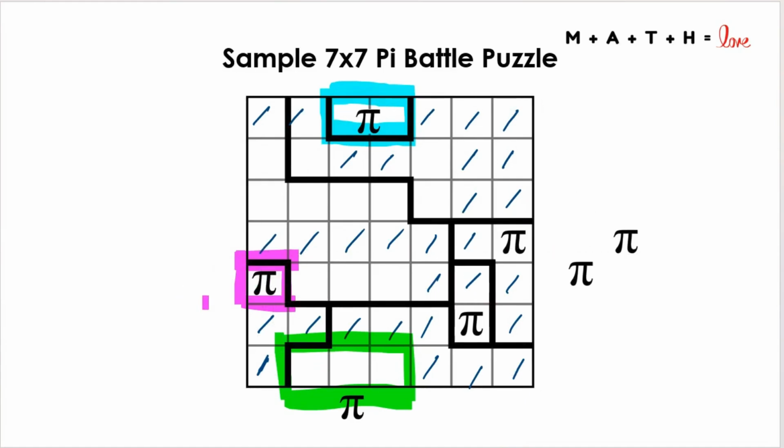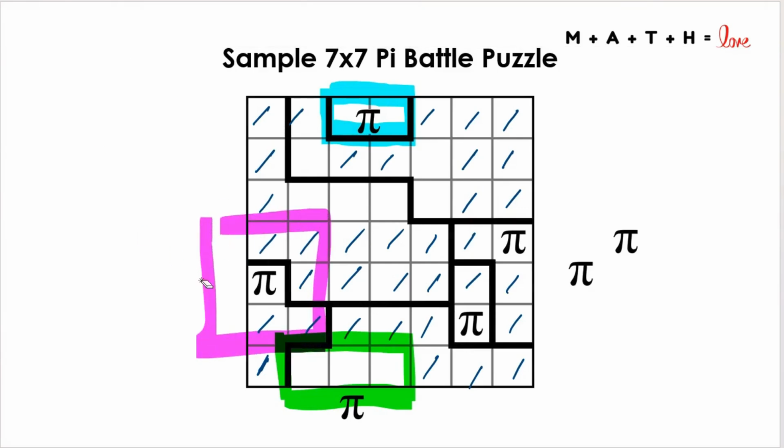Okay, I feel like the 7x7 puzzle is going faster than our 5x5. Okay, I've placed the pi symbol, so I'm going to eliminate everything in that column, everything in that row, and then everything surrounding it. But those are already eliminated.